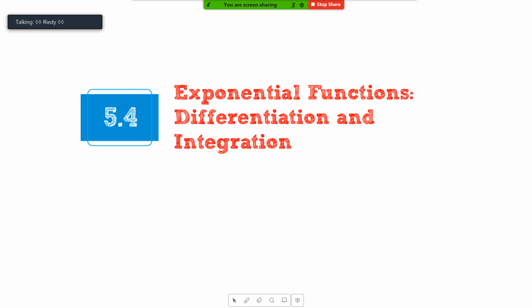We're going to combine both differentiation and integration into one lesson today for exponential functions. In particular, we're going to look at e. Does anybody remember, without looking at your notes, the number for e? 2.7, and then it was 1828, 1828, 45, 90, 45. Okay, good, not bad.